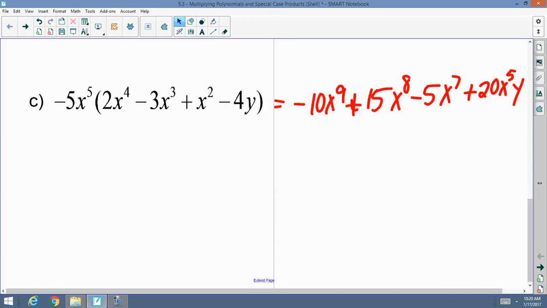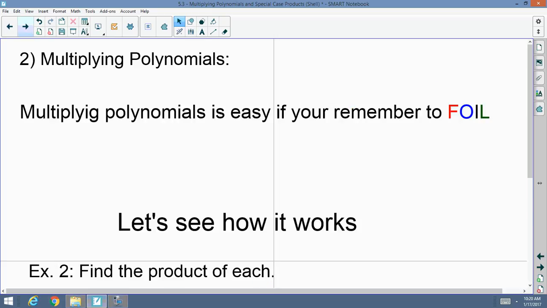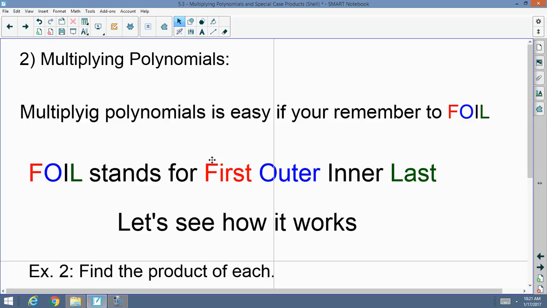Okay, let's continue. Now, multiplying polynomials. When we're multiplying polynomials, I want you to try to remember FOIL. It stands for first, outer, inner, last. That's a really pretty name. FOIL. First, outer, inner, last. That's really cool. How does it work?